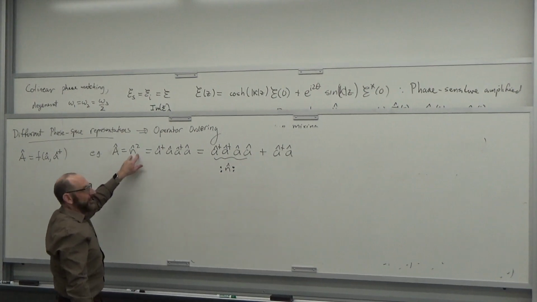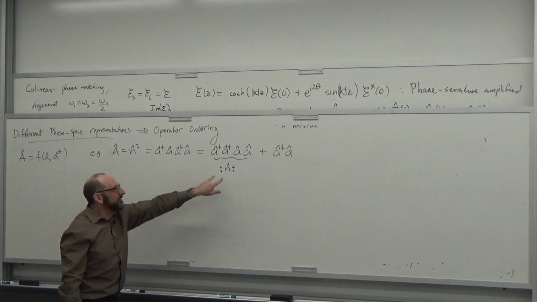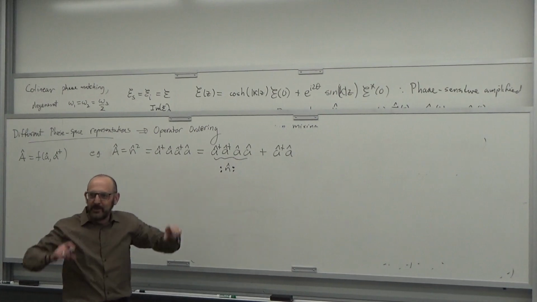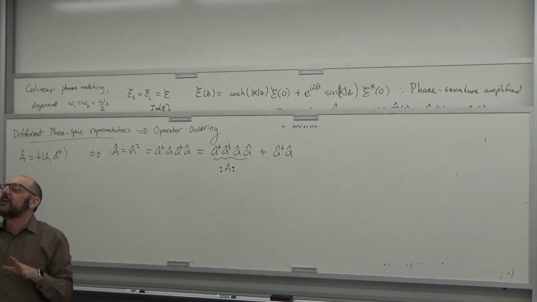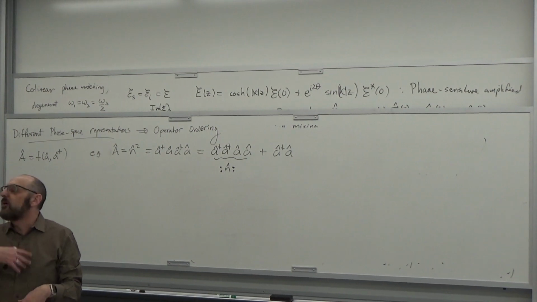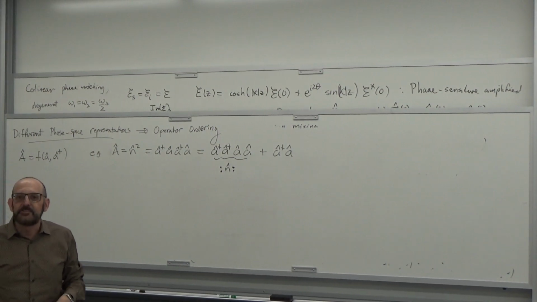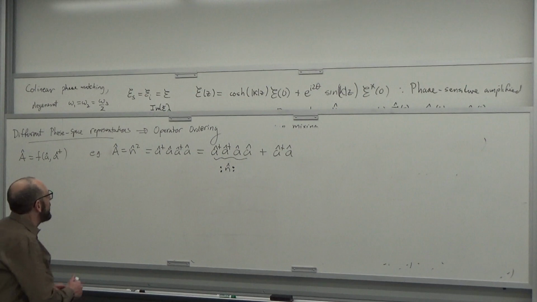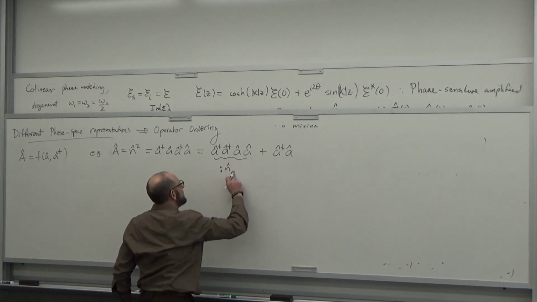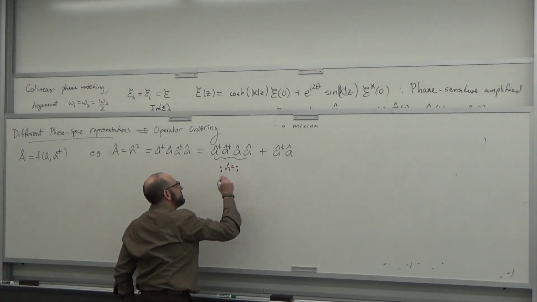This is not equal to this. This symbol with the colon on the end means close your eyes, forget about the fact that these guys are operators, just move all the A daggers on the left and all the A's on the right. You're missing the square on the n inside the normal order symbols. Oh, yes, n squared, thank you.